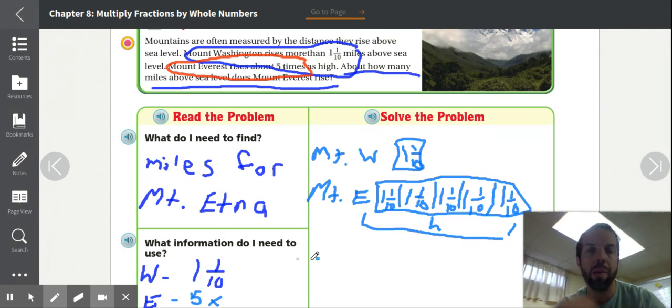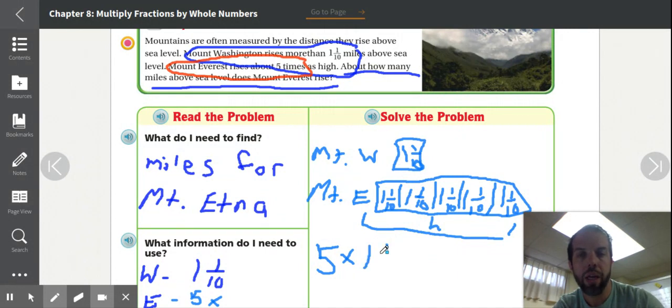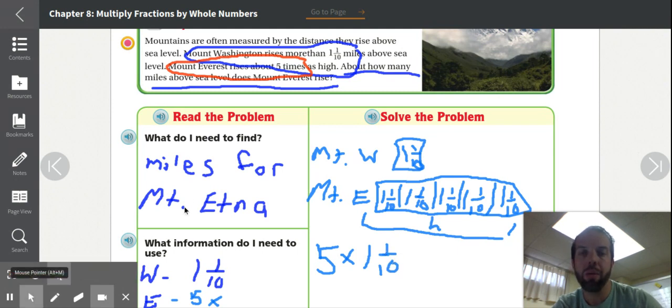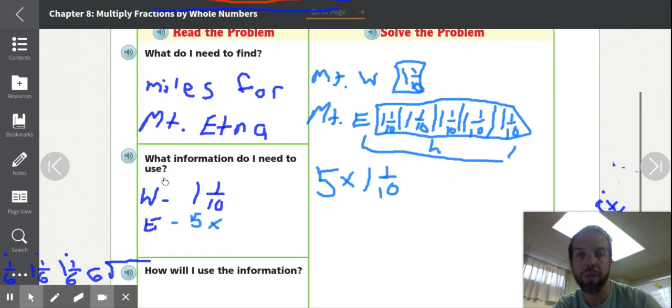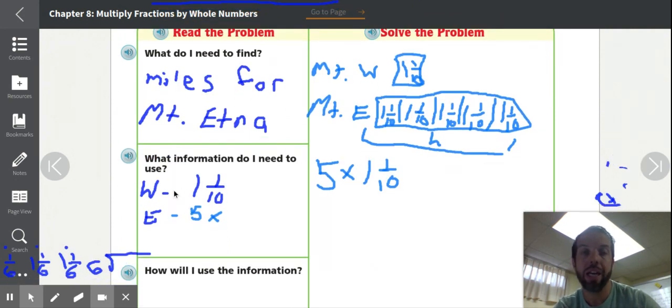So now I'm going to write my equation. I'm going to be doing 5, my whole number, because it's 5 boxes, 5 times greater, times my mixed number, 1 1/10. Okay. This brings us back to the lesson that we did yesterday, and you guys did really awesome on your Flipgrid videos. If you didn't do yours yet, it is a grade, so make sure you get that done today.